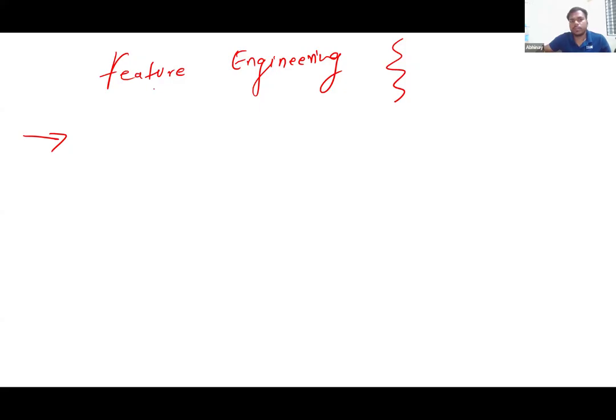In the last class, I told you that we have completed our feature engineering techniques. From today's class, we will start with all the machine learning algorithms one by one, and we will use this feature engineering technique before applying a machine learning algorithm. After that, we will finally try to predict an output from our data set. So this is the first step.